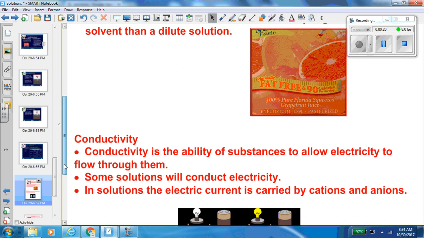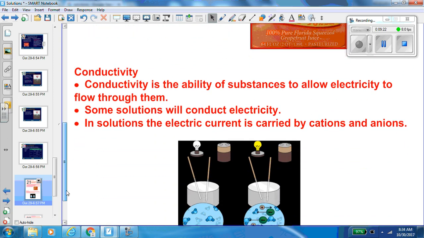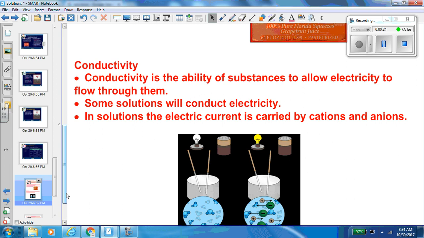Conductivity is another property that we can associate with solutions. Conductivity is the ability of a substance to allow electricity to flow through them. So solutions have that property. There are some solutions that will conduct electricity. In solutions, the electric current is carried by what we call our cations and anions.